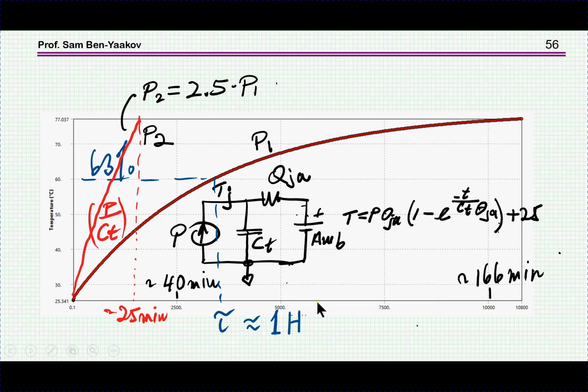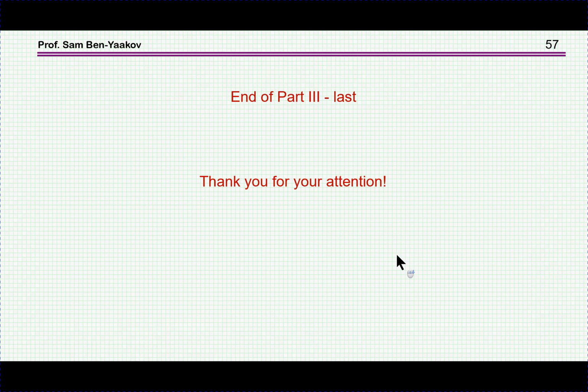So this is again an output of the 3D thermal simulation, which, as I've said, is a very powerful tool because otherwise it would be almost impossible to see all these details. So this brings me to the end of part 3, which is the last part.